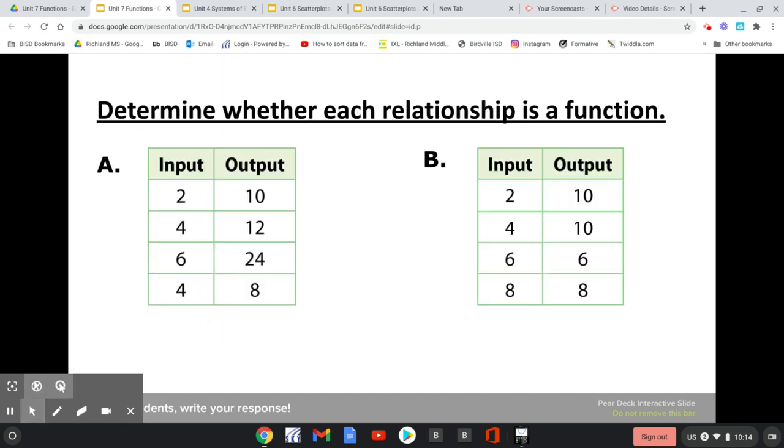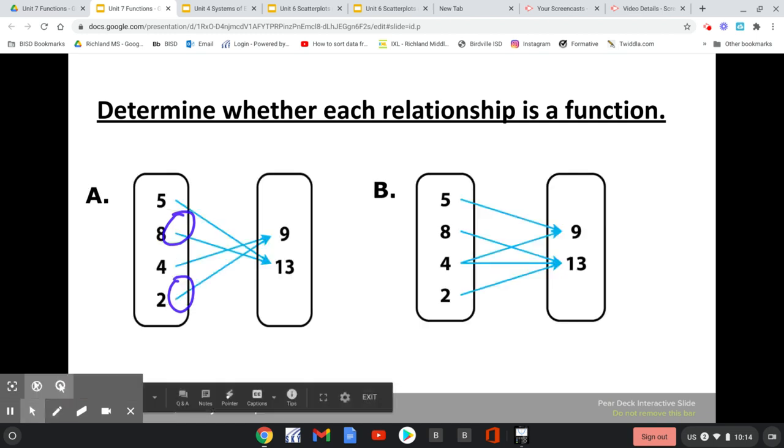Let's do another one. Determine whether each relationship is a function. Okay, well, let's look at A. And we have a 2, we have a 4, a 6, and a 4. So the 4's repeat. So therefore, it's not a function. For B, we have a 2, a 4, a 6, and an 8. That looks great. That is a function. Let's go to the next one.